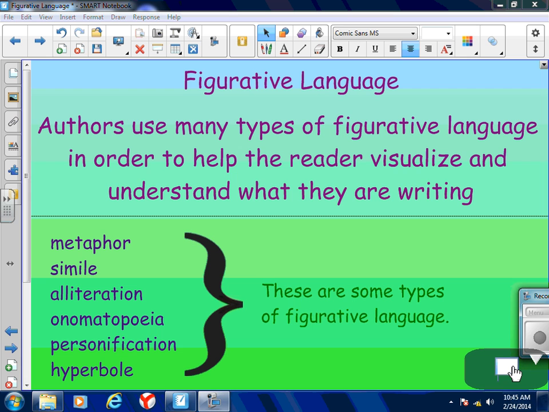Today we are going to present our first lesson of poetry in this term. But firstly, we are going to revise figurative language. And you may ask me, what's meant by figurative language?